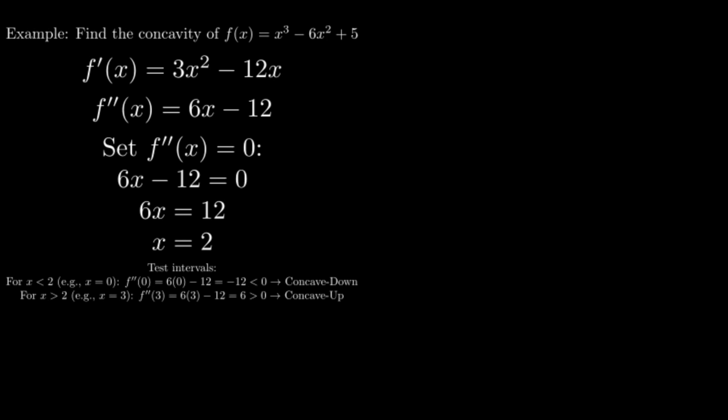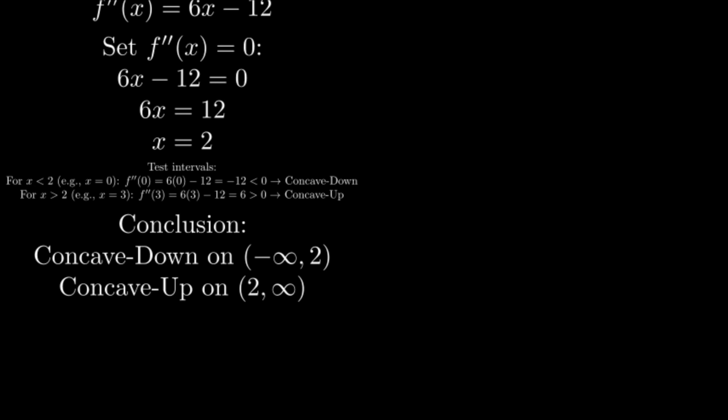Now let's pick a value greater than 2, like x equals 3. F double prime of 3 is 6, which is positive. This means the function is concave up for all x greater than 2. So we can conclude that our function is concave down on the interval from negative infinity to 2, and concave up on the interval from 2 to infinity.